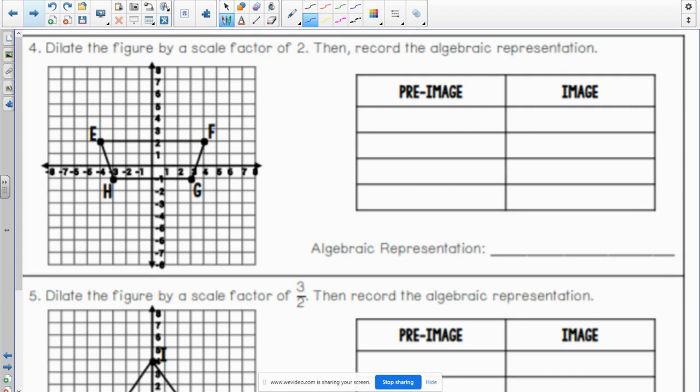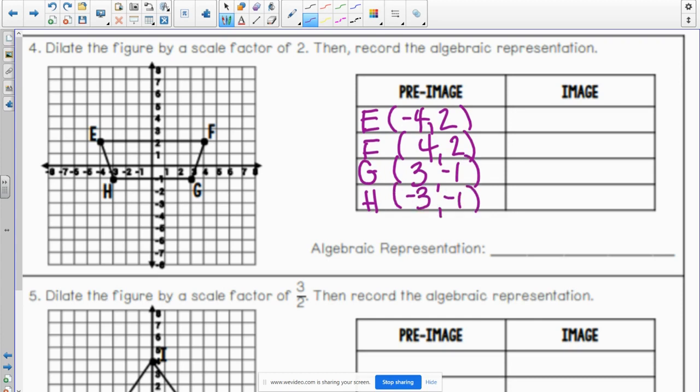So this one we're going to dilate by a scale factor of 2. So we're going to write E, F, G, and H. We'll go find the original points. E is at -4 and 2. F is at 4 and 2. G is at 3 and -1. And H is at -3 and -1. So scale factor of 2. Again, remember the math is just multiplication.